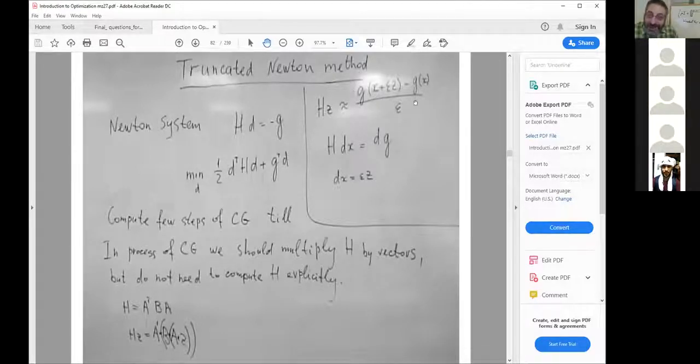And you already know this, you are experienced with this. You did it even in your homework, or maybe not. I try to remember. To multiply Hessian with some vector Z, you just do a small displacement in the direction of Z and take the difference of gradients and divide it by this epsilon.